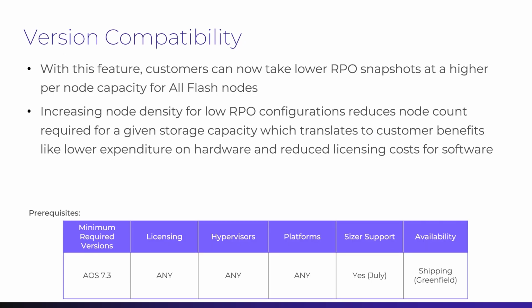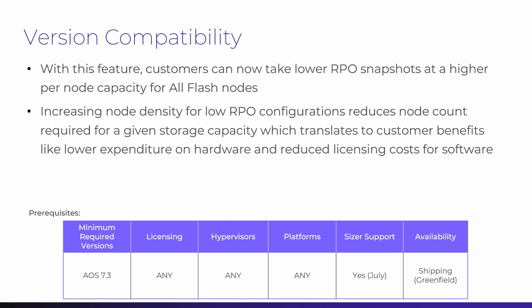With these features, customers can now take lower RPO snapshots at a higher per node capacity for all flash nodes. Especially for 1-hour RPO and effectively near sync, customers' capacity per node for all flash nodes is now double what we had versus the previous version. So now customers can take lower RPO or more frequent snapshots for their critical workloads while realizing high storage densities on a per node basis.